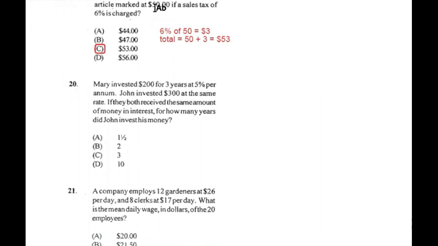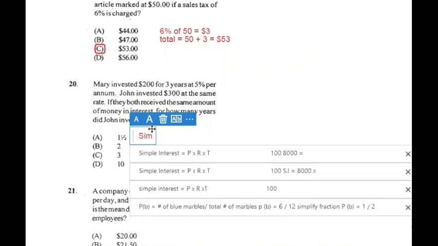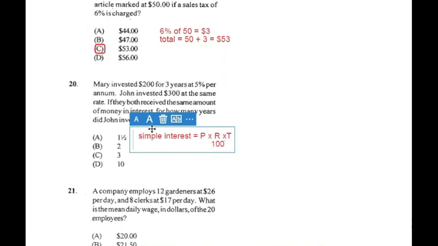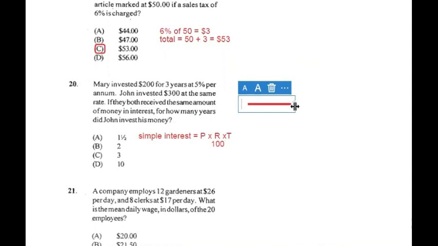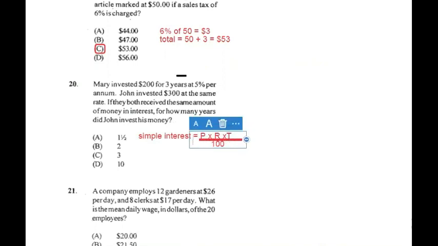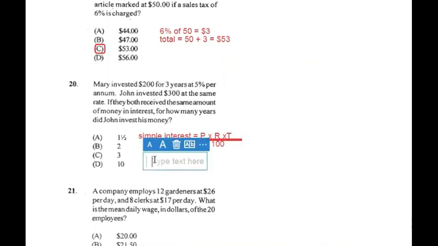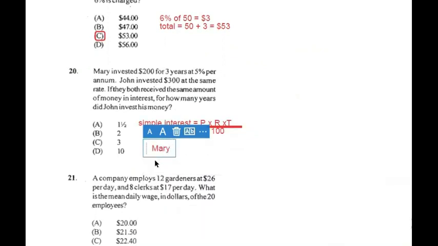So this question was also worked in detail in the 2005 paper, but what we're doing is first finding the interest for Mary. So simple interest is equal to principal times rate times time, all divided by 100. So when you do that for Mary, you'll find that the simple interest for Mary is equal to $30. If you want a more detailed workout, you can just check the 2005 past paper that we did.